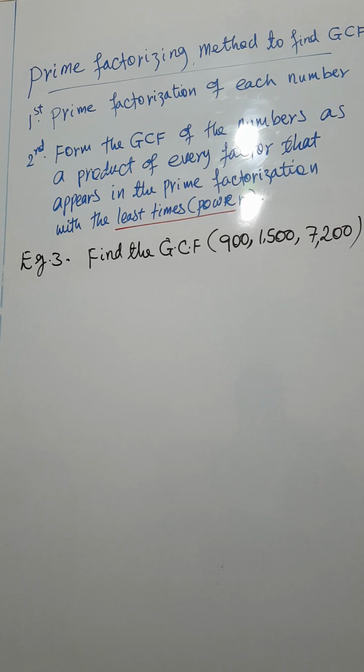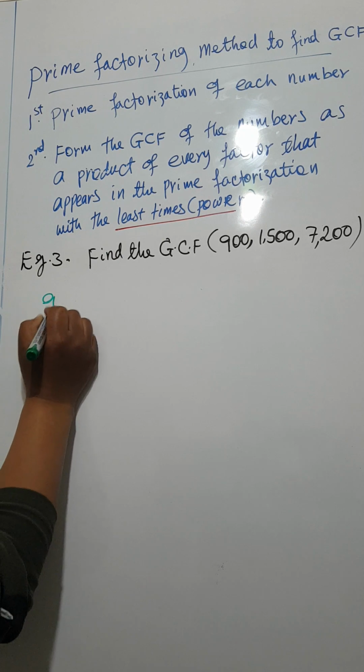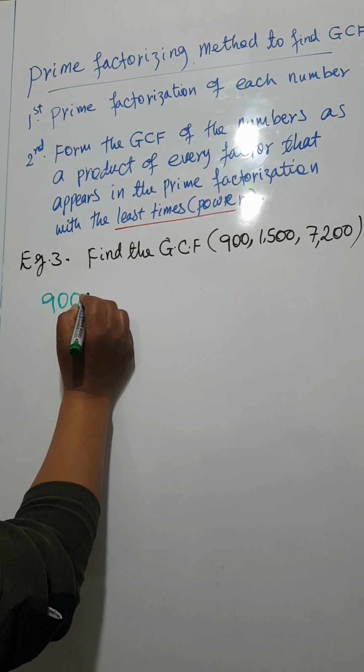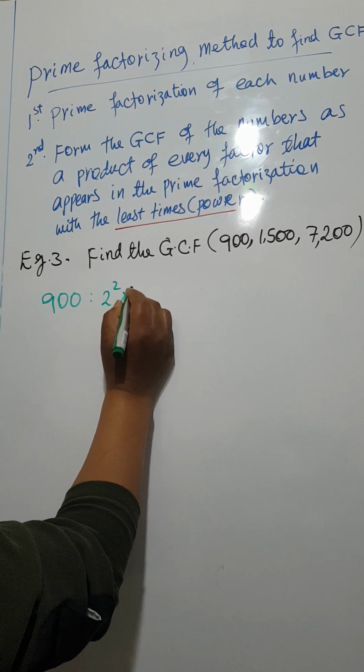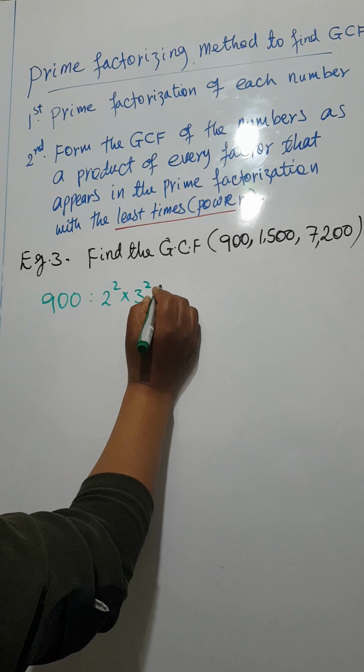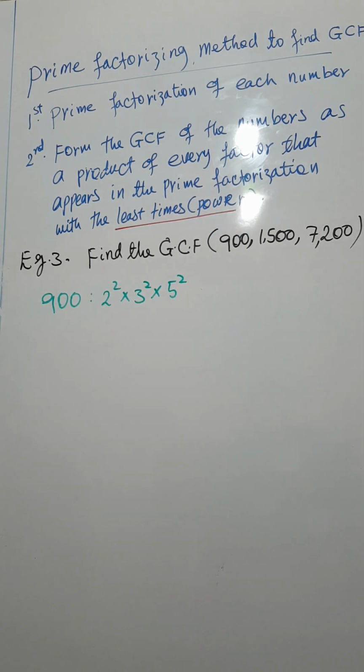Now here, to save time, I have factorized it in advance. So the factors of 900 are 2 to the power of 2, times 3 to the power of 2, and 5 to the power of 2. 4, okay, 25 times 4 is 100. 100 times 9 is 900. Yes, right.